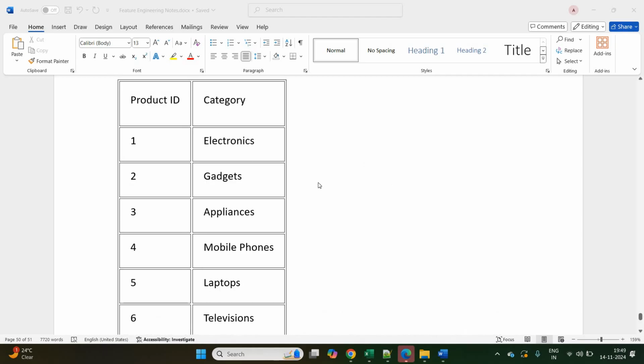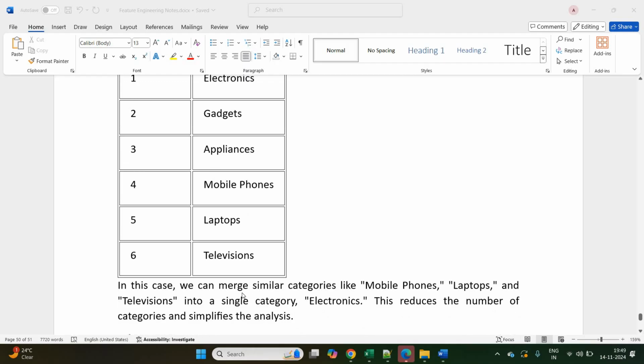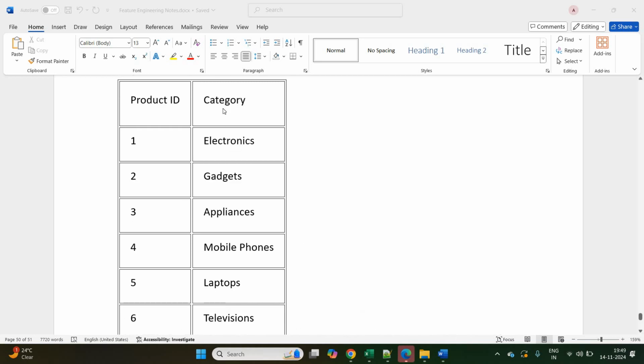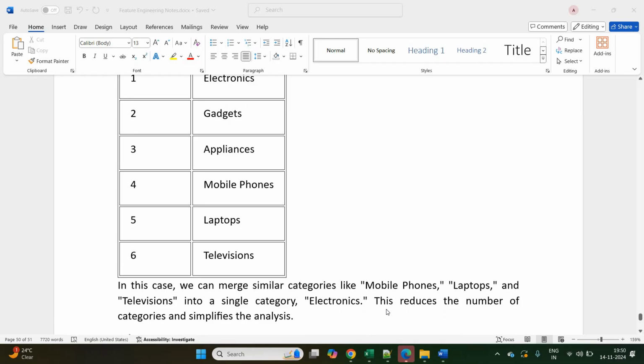But here, if you see these categories, there is a special thing. You can see that mobile phones, laptops, and televisions, you can easily combine them into a single category, and that category can be electronics. Rather than having laptop and television in different categories, you can consider them as a single category like electronic items. This will reduce the number of categories and simplify the analysis.